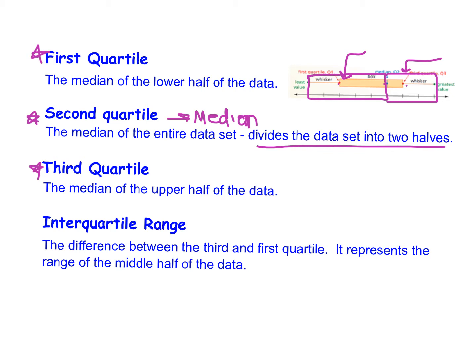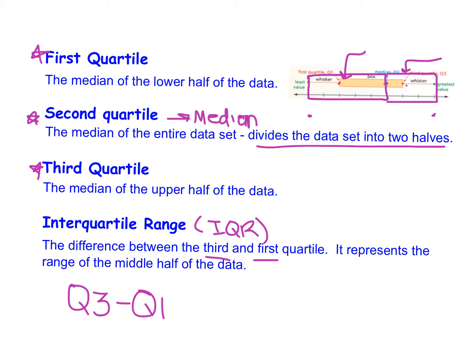Now, in addition to finding a normal range, which we know is our maximum subtracting our minimum value, we're also going to find what's called the interquartile range, or the IQR. The IQR is the difference between the third and first quartile. So to find our IQR, we'll take Q3 and subtract Q1 from it. And this will represent the range of the middle half of the data.